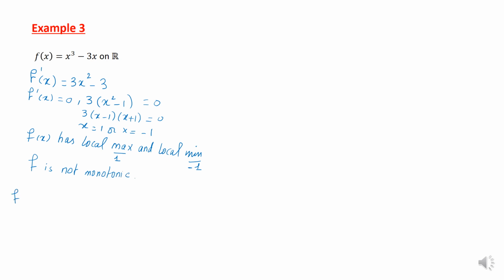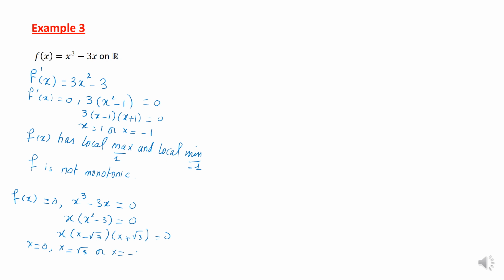If you solve f of x equals 0, you will have x cubed minus 3x is 0. x common factor, x squared minus 3 is 0, x into x minus radical 3, x plus radical 3 is 0. So x is 0, x is radical 3, x is negative radical 3. So the idea here is that a non-monotonic function can have more than 2 roots.